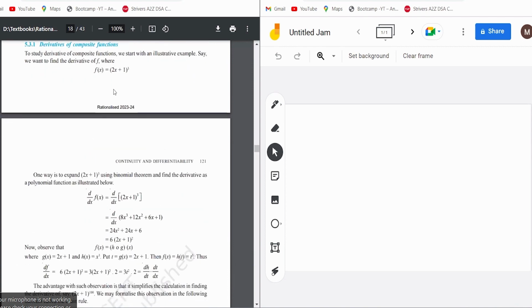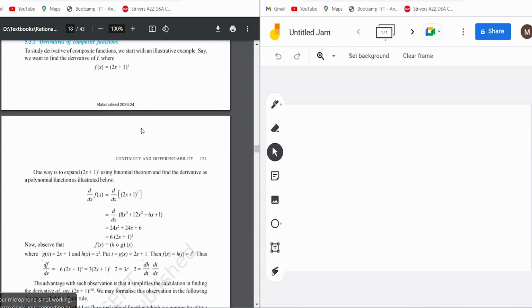Okay, let's move to the derivative of composite functions. How do we calculate the derivative of composite functions? We start from the outer part. Firstly, we differentiate the outer part, then we come inside. Here it is given (2x plus 1) cube. So how will we differentiate this? We will do 3 times (2x plus 1) square. We have taken care of the outer part, the cube part.